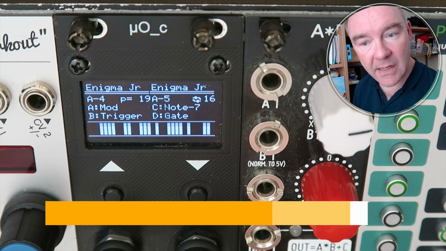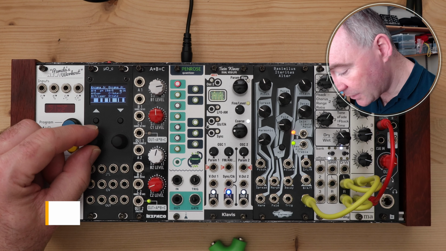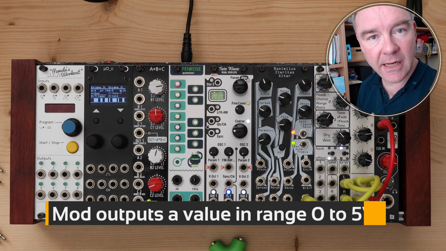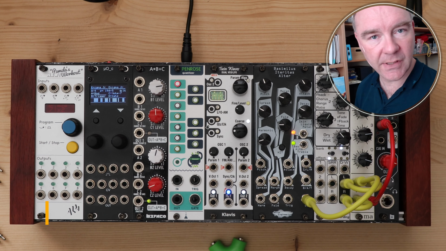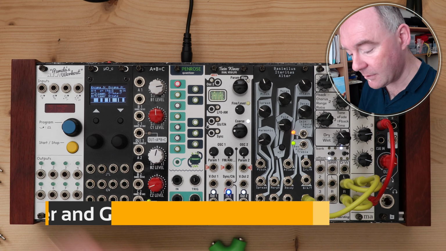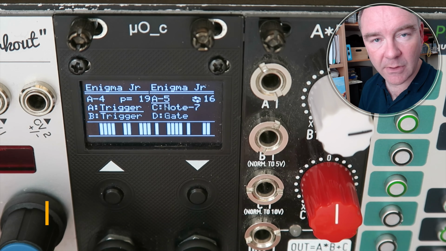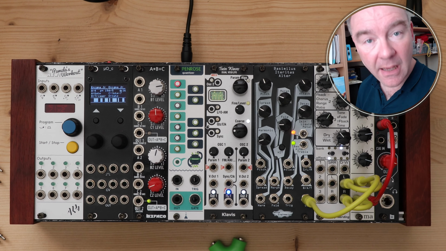The other values it can take on are mod, expression, and then trigger and gate. Mod and expression, if we're just outputting CV, mean the same thing. It takes the lowest 8 bits of the register and uses that to generate a 0 to 5 volt scaled value. And then trigger and gate, you can set A and B to be both trigger and gate. Trigger generates a trigger, as I said, whenever there is a 1 bit in the lowest bit, bit 0. Gate outputs a high when bit 0 is 1, and it stays high until bit 0 goes to 0.